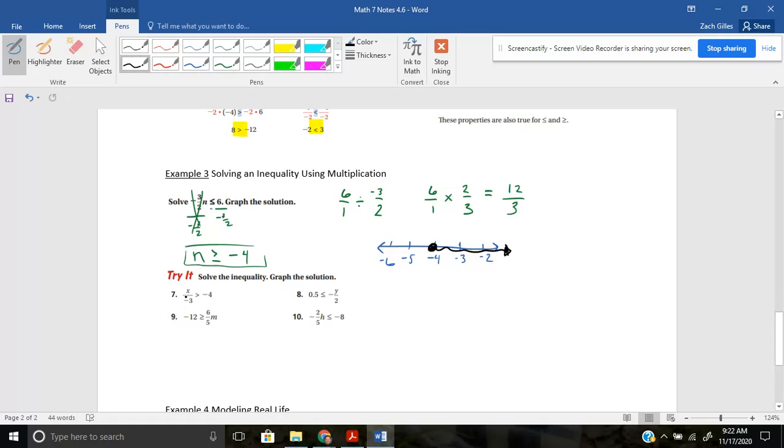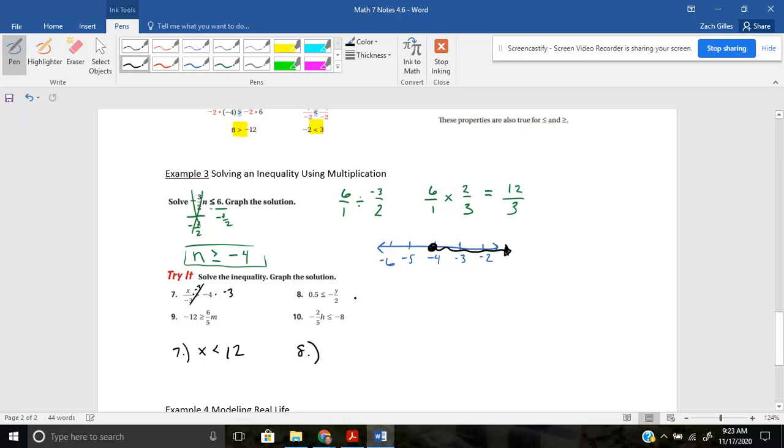So for number 7, I would multiply by -3 on both sides. And since I'm multiplying by a negative in my first step, that means I need to switch my inequality. So I'd have x is less than, and negative times a negative is a positive 12. Okay. Again, I switched that inequality because I multiplied by a negative right away.